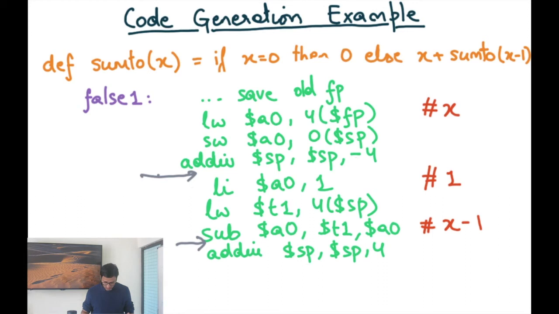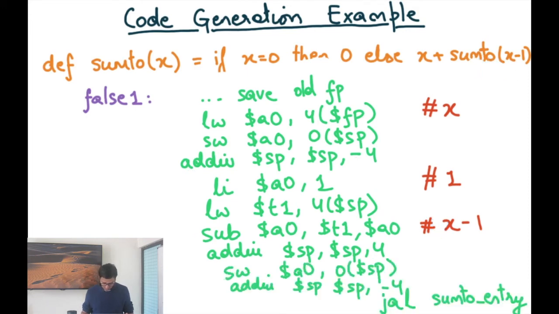All right. Also, I'm done. I'm not done yet. I need to also do the plus, right? So this was just, I also need to call the function. Right now, I've just prepared the argument, which is x minus 1. Now I actually need to call the function.